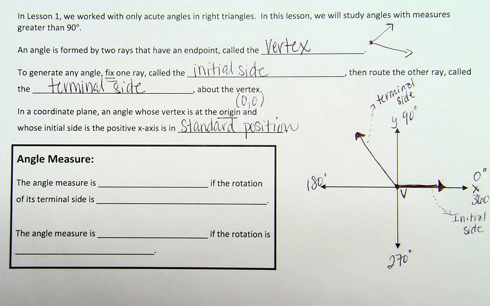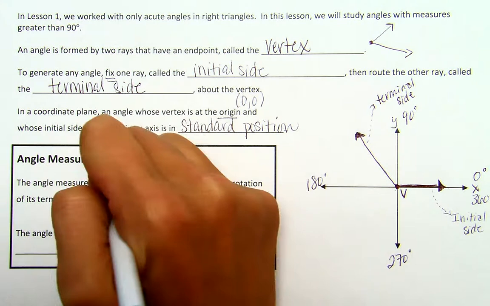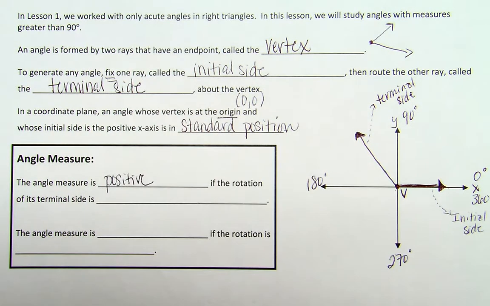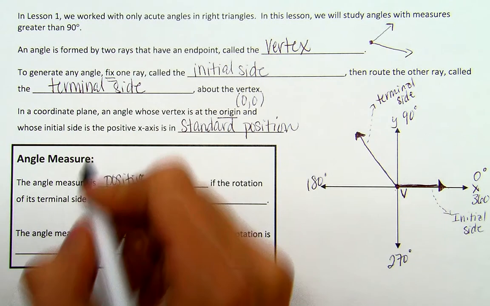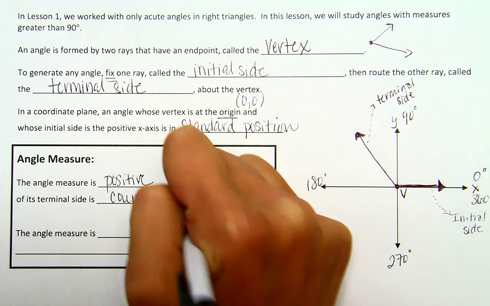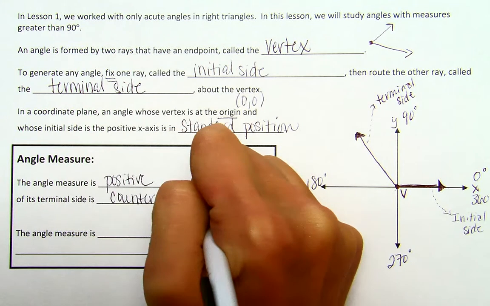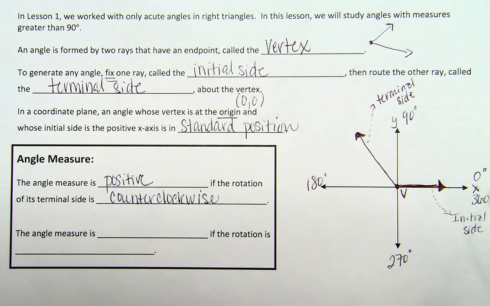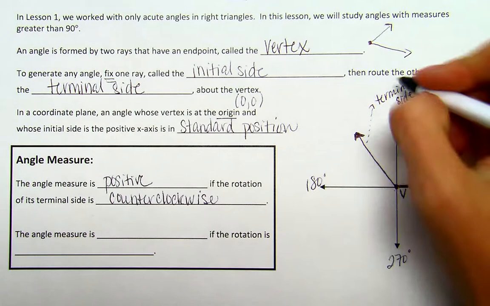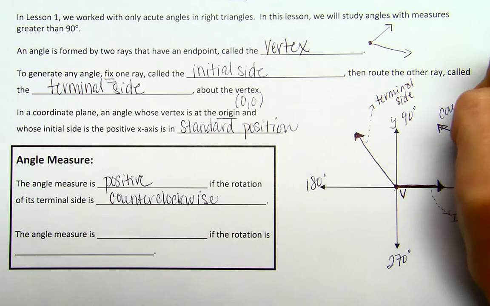Couple key things about angle measurements. The first is the angle measure is always positive if the rotation of its terminal side is counterclockwise. If you remember, counterclockwise goes against your normal clock. So since your clock normally goes this way, counterclockwise obviously goes that direction. Counterclockwise.